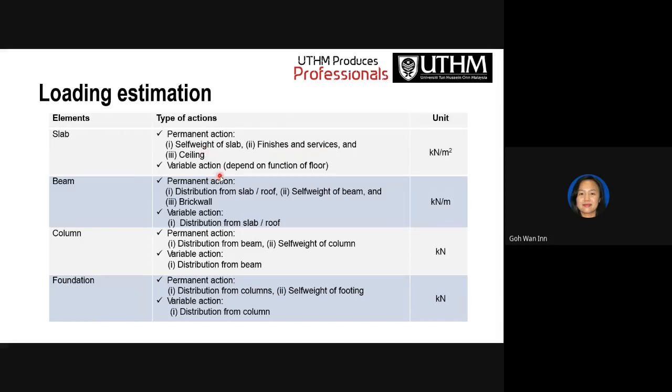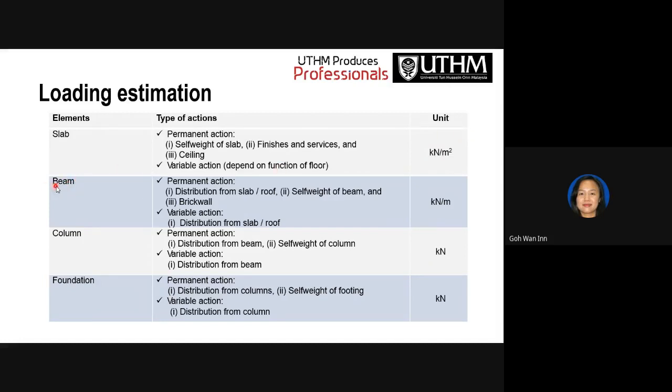And you will have variable actions. This is the live load. It's changeable, it's variable, depending on the function of the floor. The unit is in kilonewton per meter square, because slab goes by area. So it is in kilonewton per meter square.